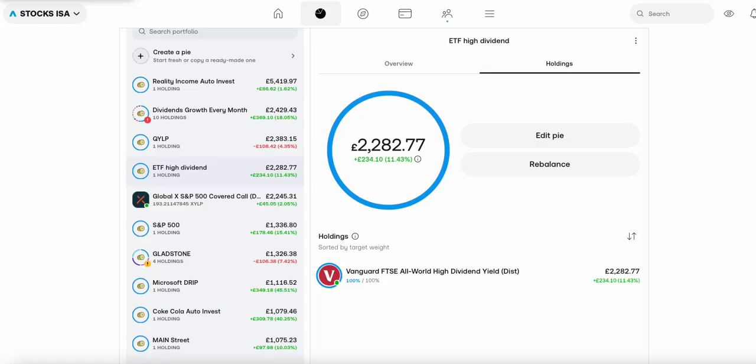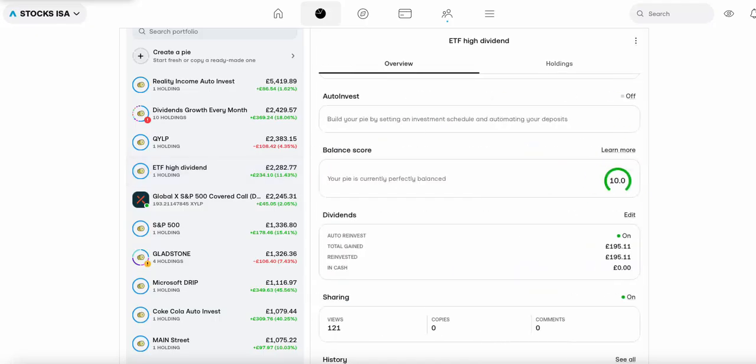This is the Vanguard FTSE All World High Dividend Yield. That's currently up 11%, £234. Again, everything is turned on. Auto invest in all these pies.